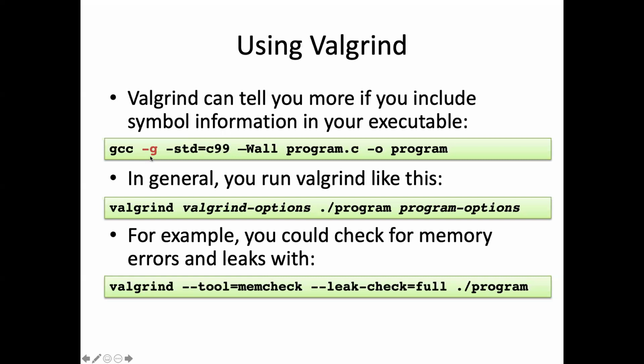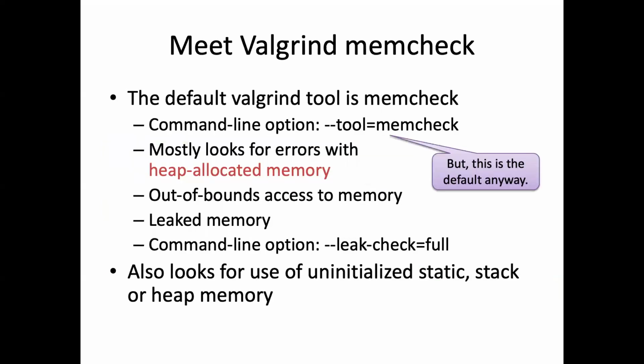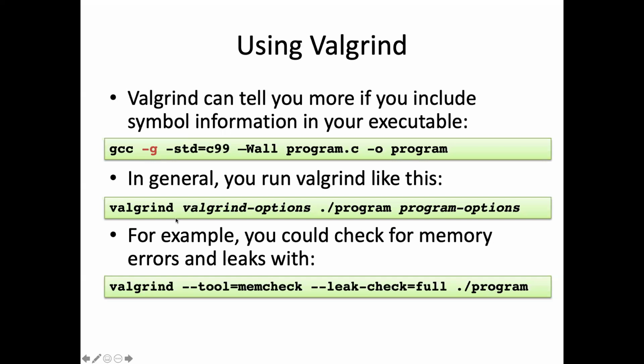And then the way you use valgrind is you put it in front of the program you want to run. So valgrind is a program. When you want to run it, you run it on the command line. You put valgrind first, and then any options to valgrind. Like if you wanted to say, I want you to use the memcheck tool, or I want you to also check for leaks and report those at the end. Those are valgrind options, so they'd go right after the valgrind command. And then after that, the executable program you want to run.